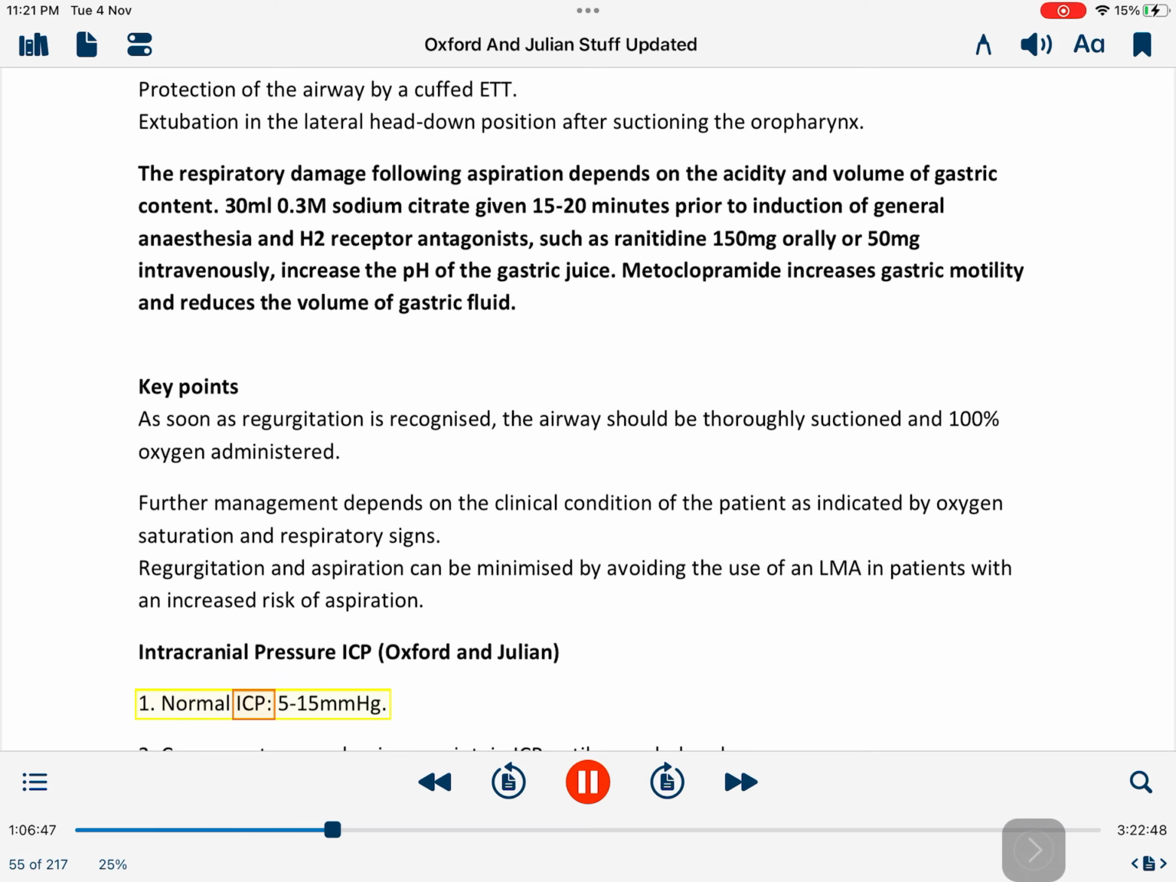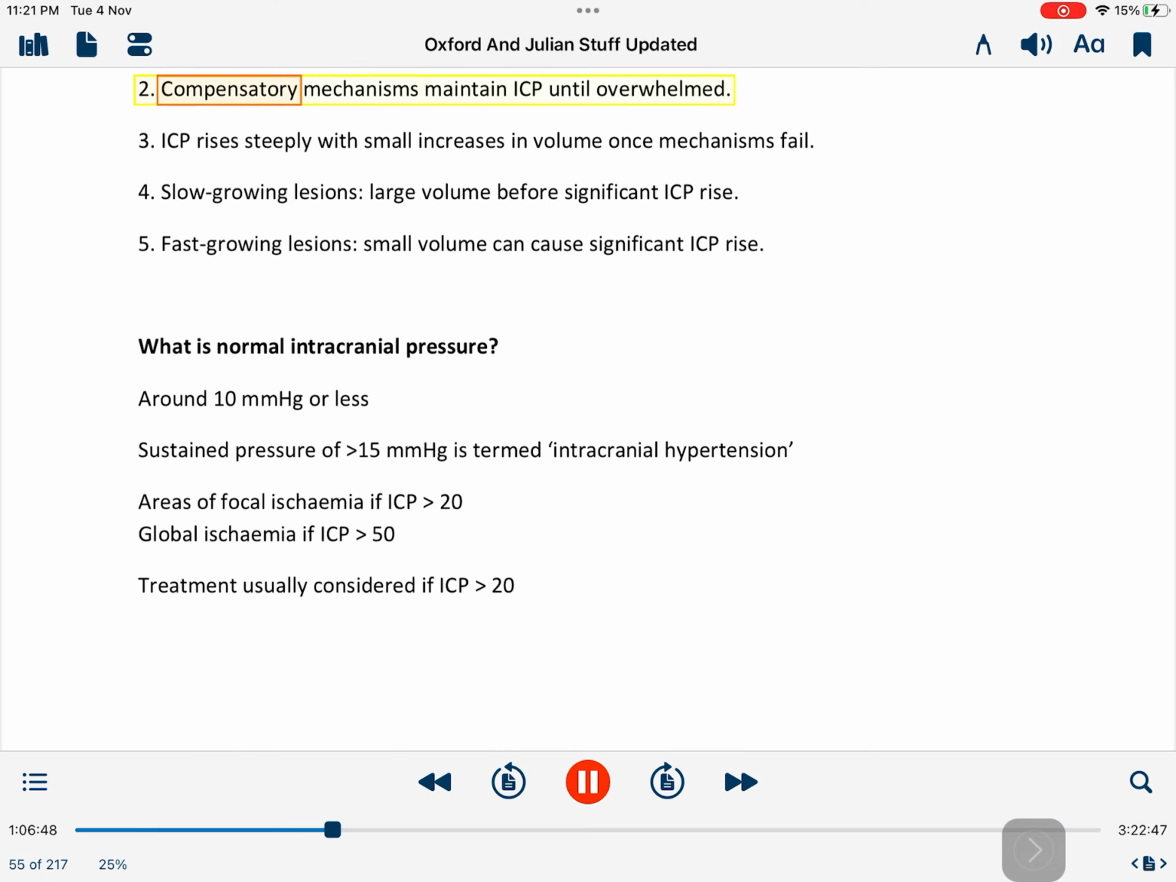1. Normal ICP: 5-15 mmHg. 2. Compensatory mechanisms maintain ICP until overwhelmed. 3. ICP rises steeply with small increases in volume once mechanisms fail. 4. Slow-growing lesions: large volume before significant ICP rise. 5. Fast-growing lesions: small volume can cause significant ICP rise.